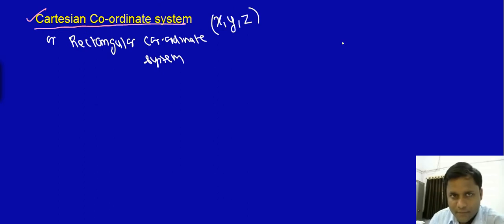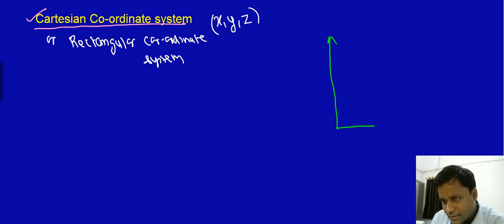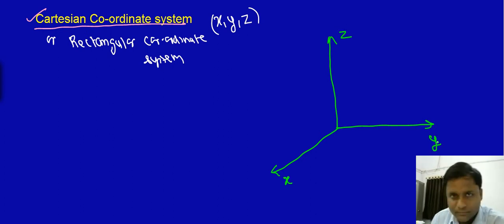Let us draw the coordinate system. Here I am taking the x, here the z, and here the y. The x axis is perpendicular to the yz plane, pointing either out of or into the surface. So it is a 3D system in which x is perpendicular to the yz plane.